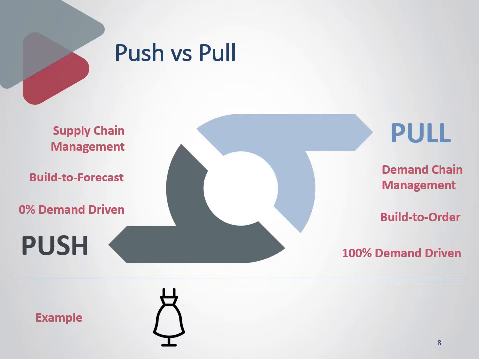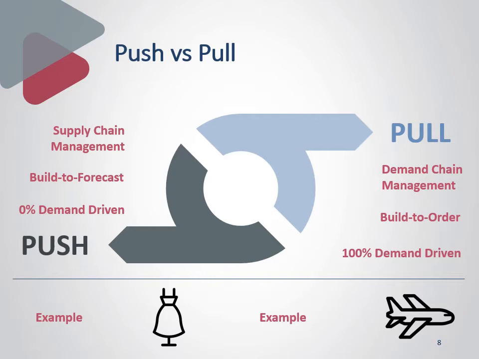Other industries are 100% demand driven and work according to the pull strategy. They start producing only after the customer places an order. A very good example of this is the commercial aircraft industry. Big companies like Boeing and Airbus produce aircraft only after they receive orders from the airline giants.